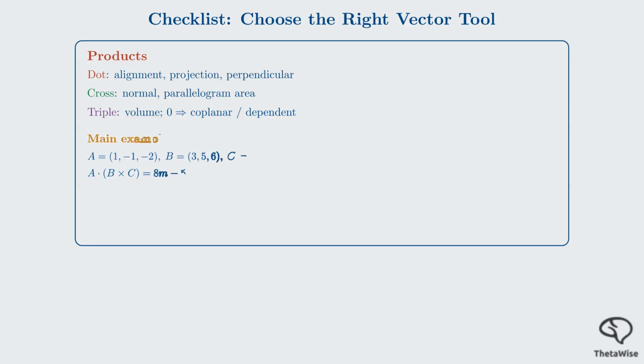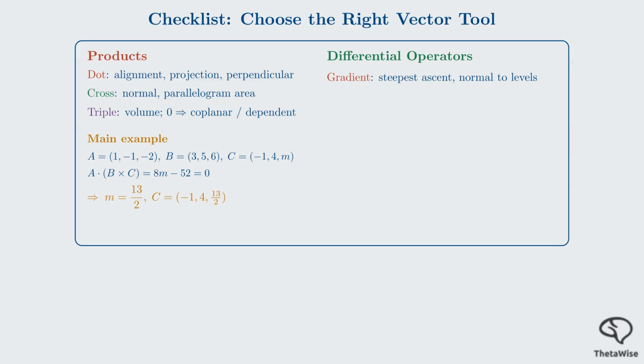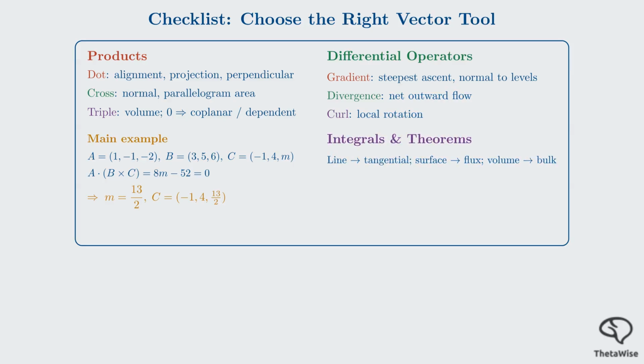In our main example, A was (1, -1, -2), B was (3, 5, 6), C was (-1, 4, m), and the determinant reduced to 8m minus 52. Setting it to 0 gave m equal to 13/2, with C landing at (-1, 4, 13/2). For fields, the gradient gives the direction of greatest increase and a normal to level surfaces. Divergence measures net outward flow, while curl measures local rotation. Line integrals accumulate tangential effect, surface integrals measure flux, and volume integrals accumulate through a region.